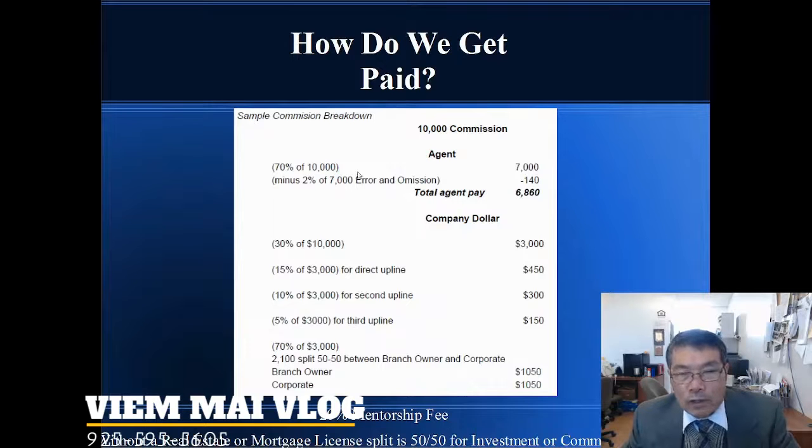For example, if you close a loan with $10,000 commission, the agent gets, depending on each agent's contract with our company, okay? This is just a sample number for you to look at. On the $10,000 commission, the agent gets $7,000, and the agent has to pay a 2% E&O. That means if the agent makes a mistake, we use this insurance to cover the mistake. But if the agent intends to do wrong, they know but still want to do wrong, the E&O will not pay for it. This is the insurance to cover mistakes.